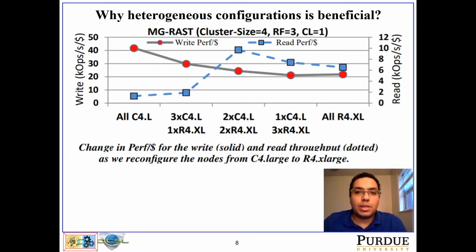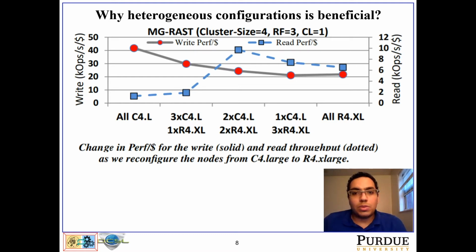Here we show an example of why heterogeneous configurations are beneficial. We benchmark a cluster of 4 Cassandra nodes with our MG Rust workload, and that workload switches between read-heavy phases and write-heavy phases. For this benchmark, we use all combinations of 2 VM instance types and sizes, C4.large and R4.xlarge. We noticed the following.